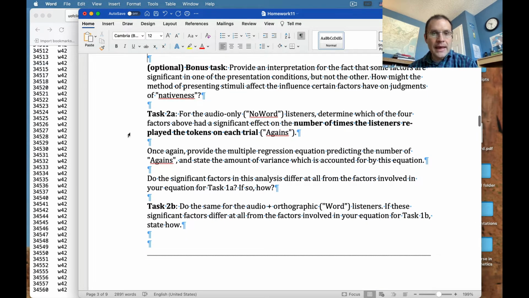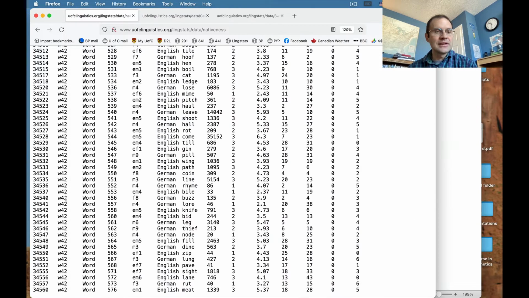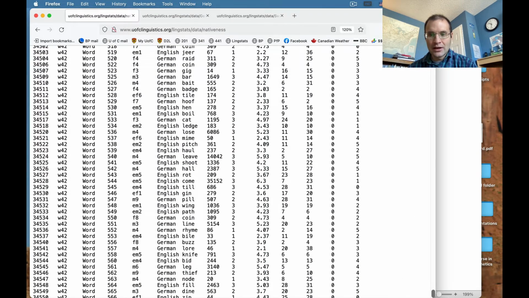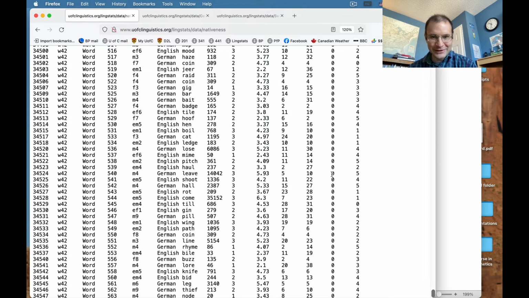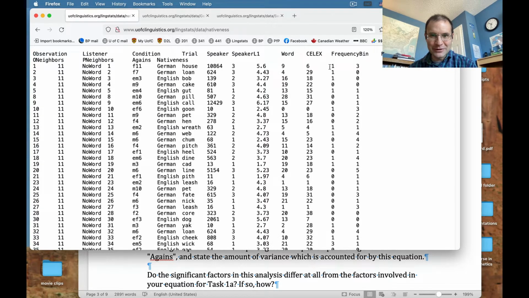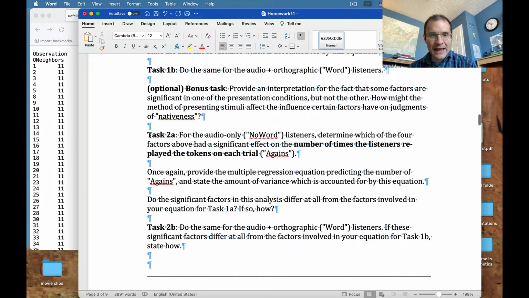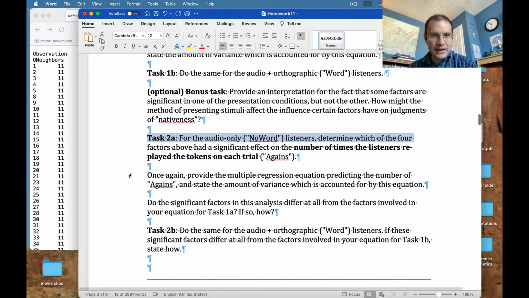Okay, task 2A, this is where you get the different dependent measure. So for the audio only or no word listeners, determine which of these 4 factors, again, has a significant effect on the number of times the listeners replay the tokens on each trial. So this is the agains number. This person down here at the bottom is just never playing it again. Some people do though, right? Whoops, if I can show them to you. So like this person has a few. The agains data point, that's your dependent measure here. Do that for the no word listeners for task 2A, same sort of thing.